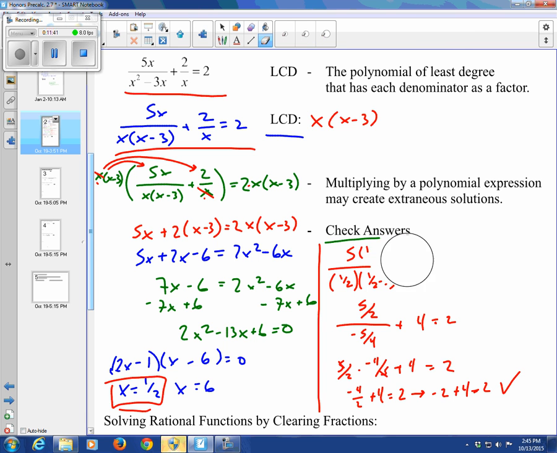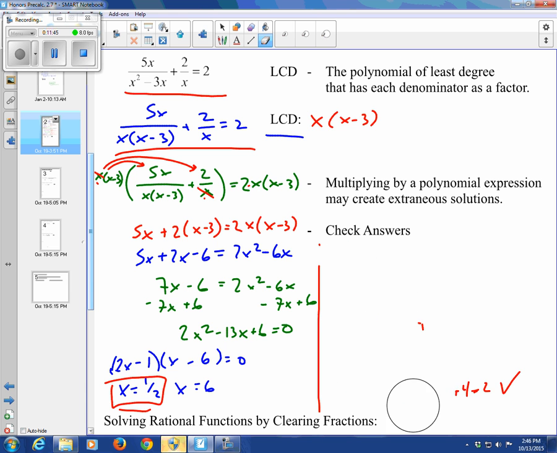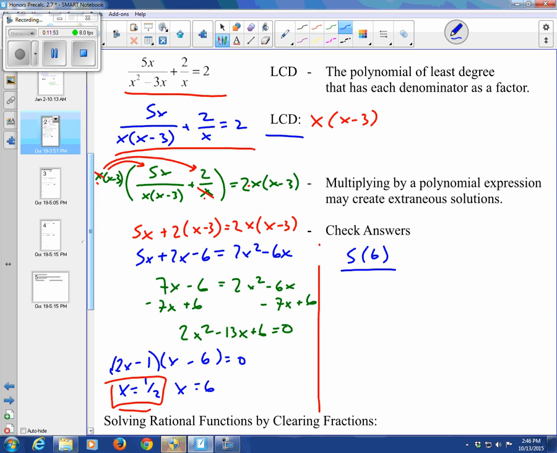Now right here we can do the same thing with our 6. So plugging this in, we can say we've got 5 times 6 over, and then this would be 6 times 6 minus 3, and then plus 2 over 6 gives us 2. So this is going to be 30 over, and then right here we can say 6 minus 3 is going to be 3, times 6 would give us 18.